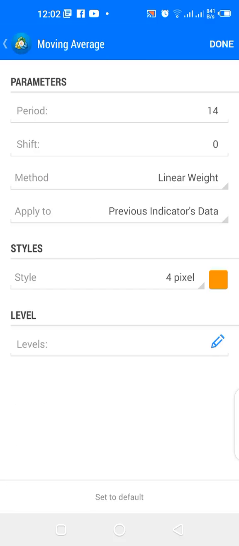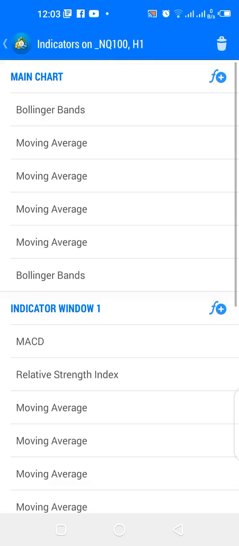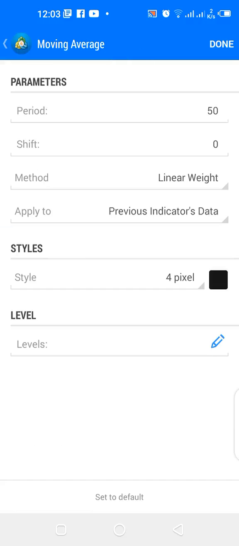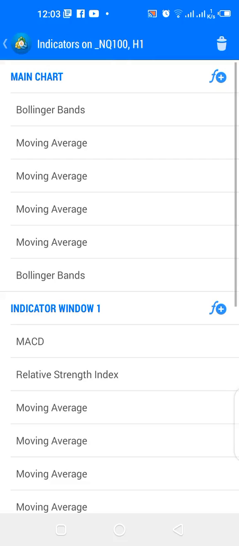14 period, method is linear weight. Apply to previous indicator's data. Color is orange. 50 period, method is linear weight. Apply to previous indicator's data. Color is black. And I have 13 period linear weight. Apply to close. Color is red.